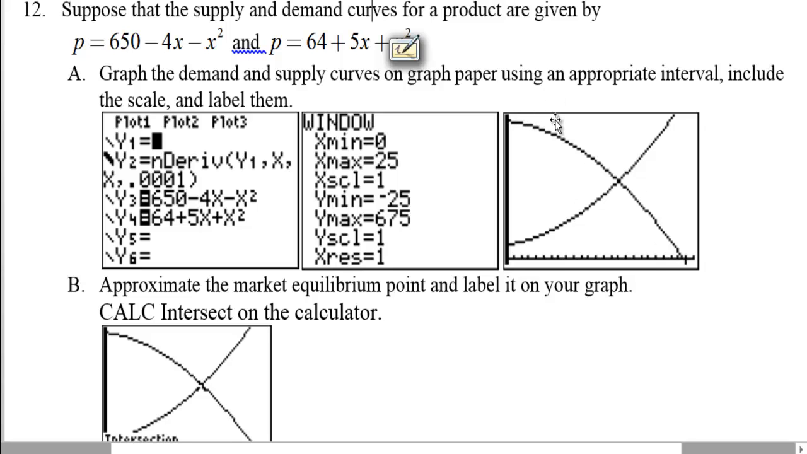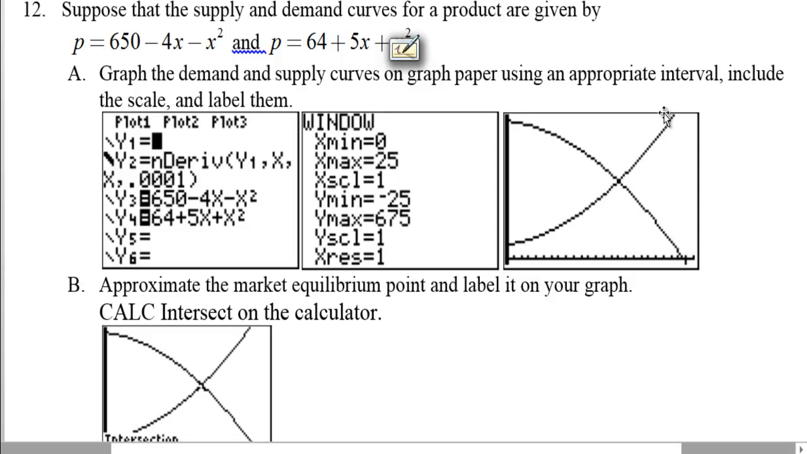Now notice one of these functions will always be decreasing and the other one's increasing. The demand curve is always decreasing because as you increase one of the variables, the other one decreases. So as you increase the price, people will buy fewer of them. The consumer will demand fewer items. So that's a decreasing function. Or the demand will increase when the price goes lower. So this is a decreasing function.